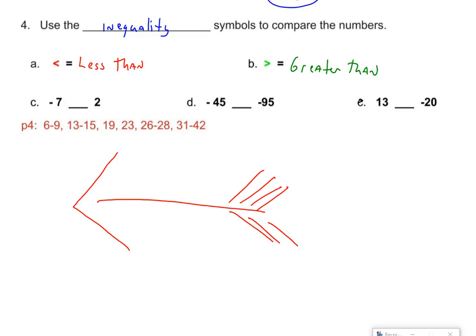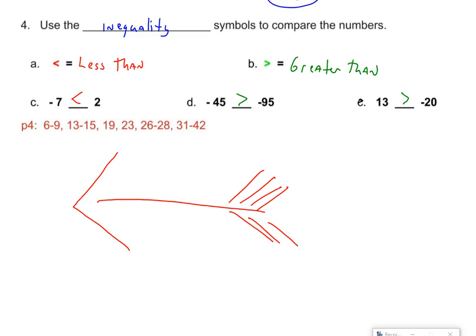All right, so on the left one, for C, which symbol did you use? Less than. -7 is less than 2. For D, which one did you use? Greater than. Remember, the more negative you get, the smaller the number. And on the last one, which one did you use? Greater than. All right, so be careful with your symbols. We'll deal with them a whole lot more.